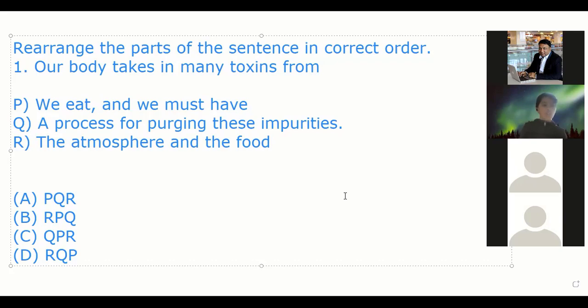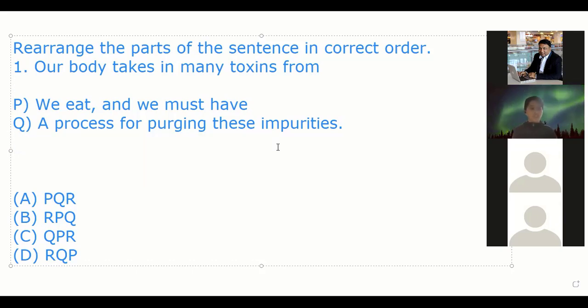Q is the one. Our body takes in many toxins from a process for purging these impurities. Okay. No, I think it's R. Why? R is correct. Our body takes in many toxins from the atmosphere and the food. So everybody agree? This will be the next one. Right, Achintya? Yes, sir. So this will come here.